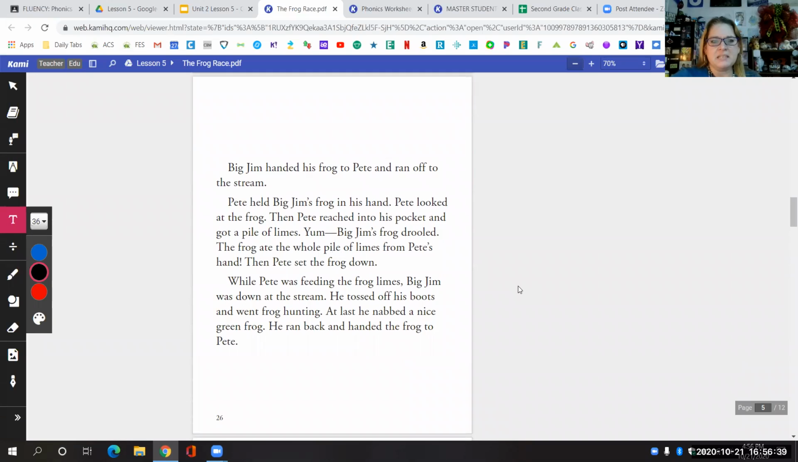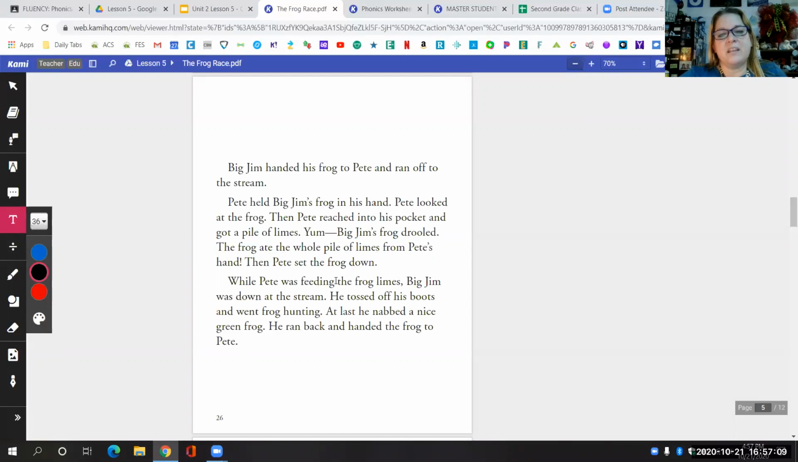Big Jim handed his frog to Pete and ran off to the stream. Pete held Big Jim's frog in his hand. Pete looked at the frog. Then Pete reached in his pocket and got a pile of limes. Yum! Big Jim's frog drooled. The frog ate the whole pile of limes from Pete's hand. Then Pete set the frog down.